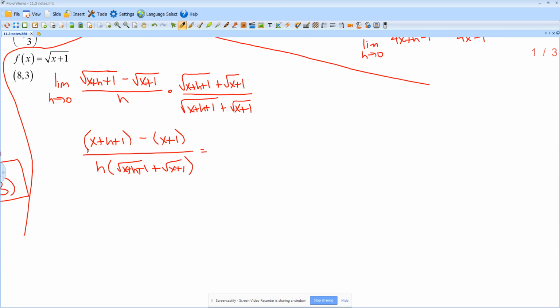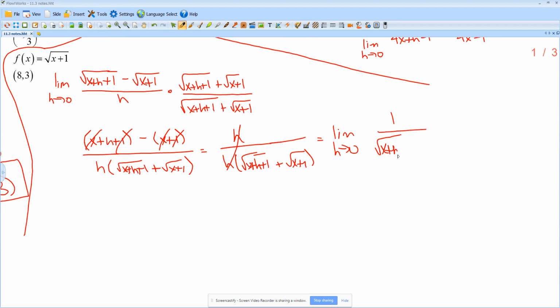So distributing this negative, I'd have x minus x, 1 minus 1. So I have h over h times the quantity square root of x plus h plus 1 plus square root of x plus 1. My h over h can cancel. So again, I still want the limit as h goes to 0 of 1 over square root of x plus h plus 1 plus square root of x plus 1. And now I can evaluate this at h being 0.